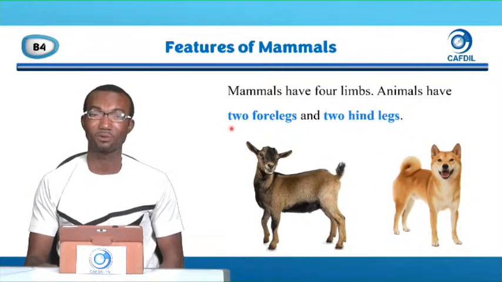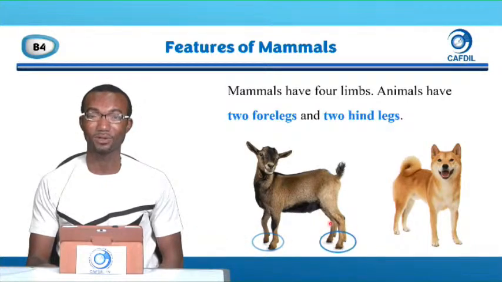The front ones are called 2 forelegs. They have 2 forelegs, just like these goats, as is shown. And then 2 hind legs. The back ones are called hind legs. This dog too has 2 forelegs and then 2 hind legs. So they have 4: 2 in front, 2 at the back. The 2 in front are called forelegs, and the 2 at the back are called hind legs.